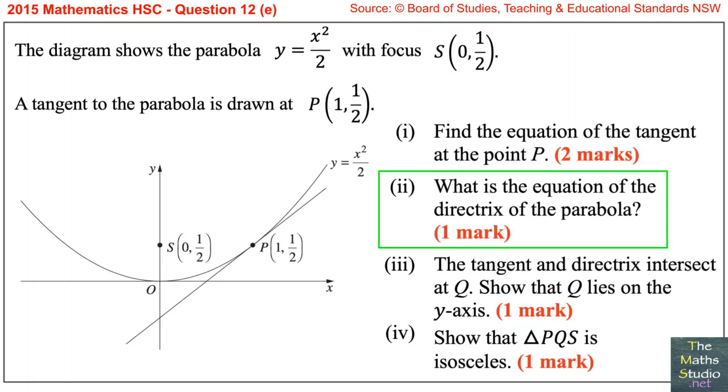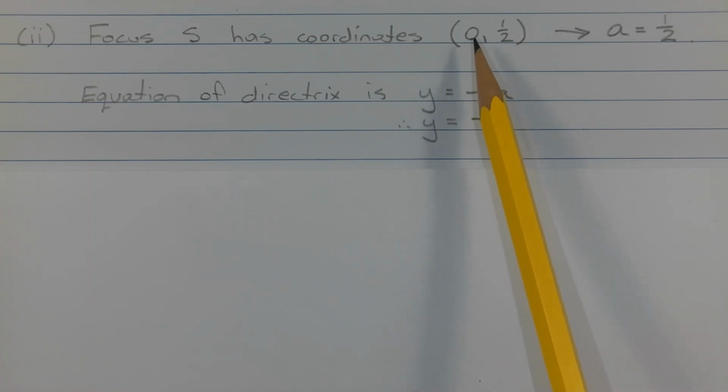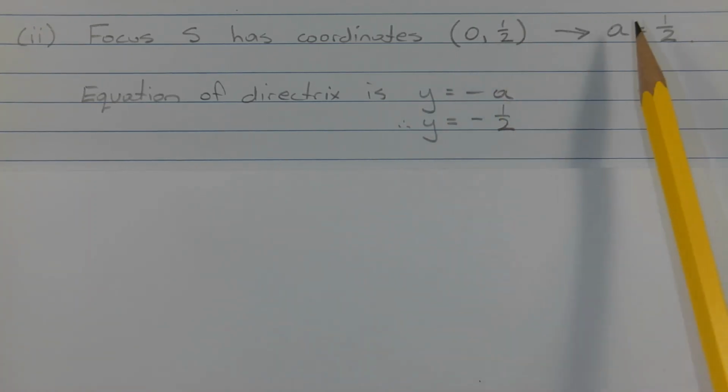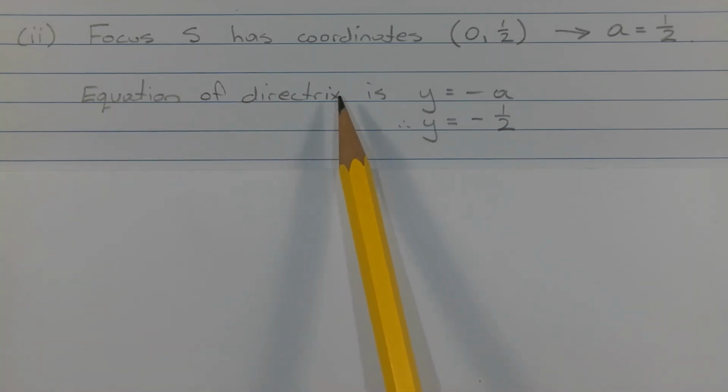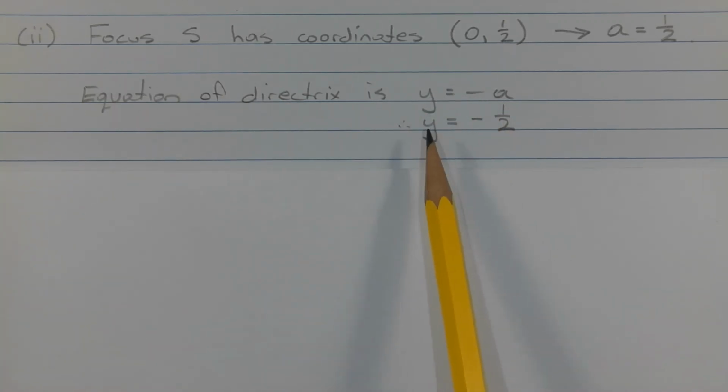Part 2. What is the equation of the directrix of the parabola? The focus S has coordinates (0, 1/2). So a is equal to 1/2. So the equation of the directrix is given by y equals negative a, which in this case will be y equals negative 1/2.